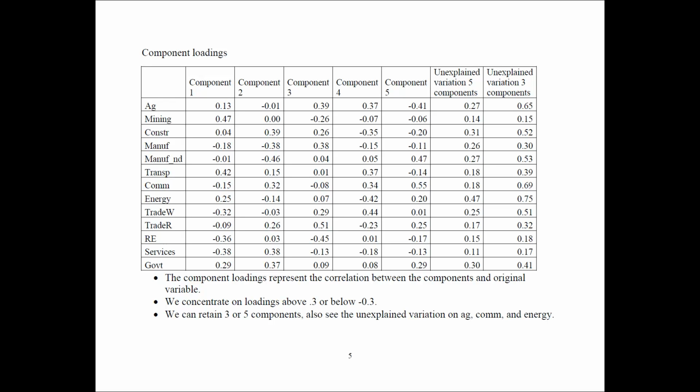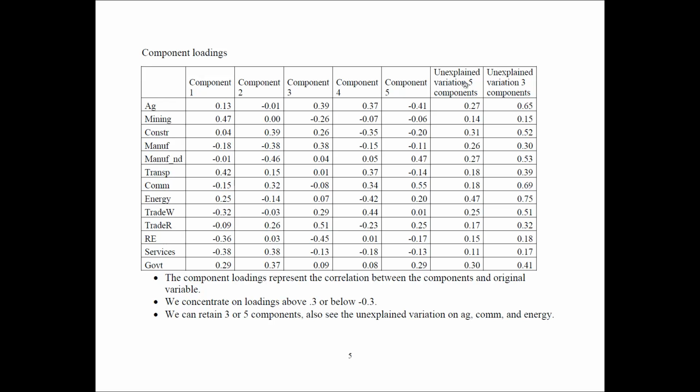Okay. So the next thing that we can get once we estimate principal component analysis is what we call component loadings. These component loadings represent the correlation between the components and the original variables. The original variables are 13, from agriculture, mining, all the way down to government. These are our original variables, and these are the components that we're trying to summarize the data with. And again, we decided that we will use either 3 or 5. So I've kept here the first 5.